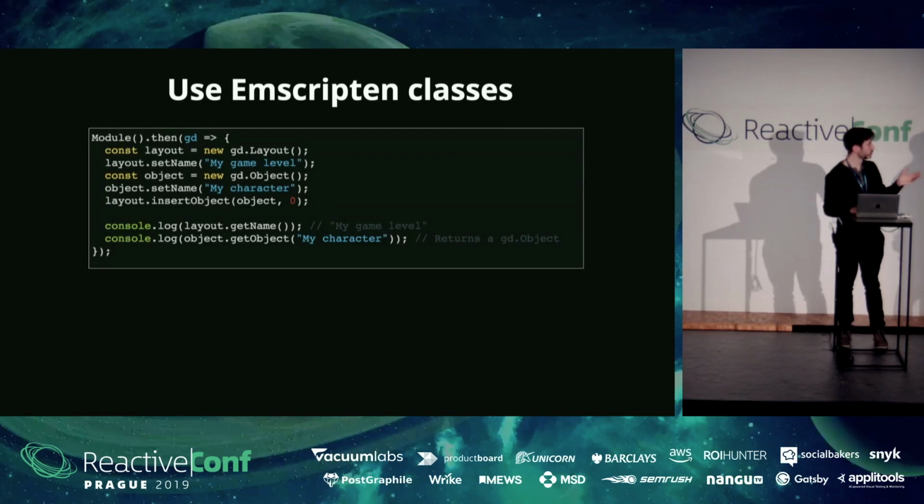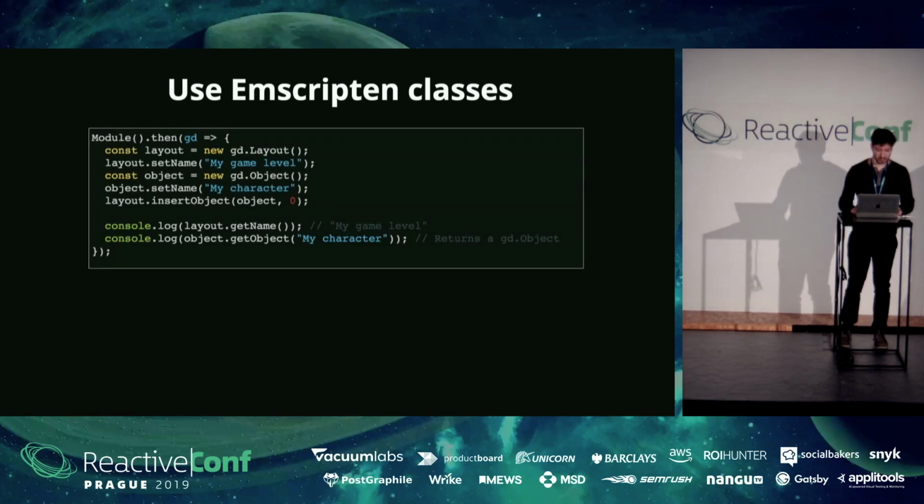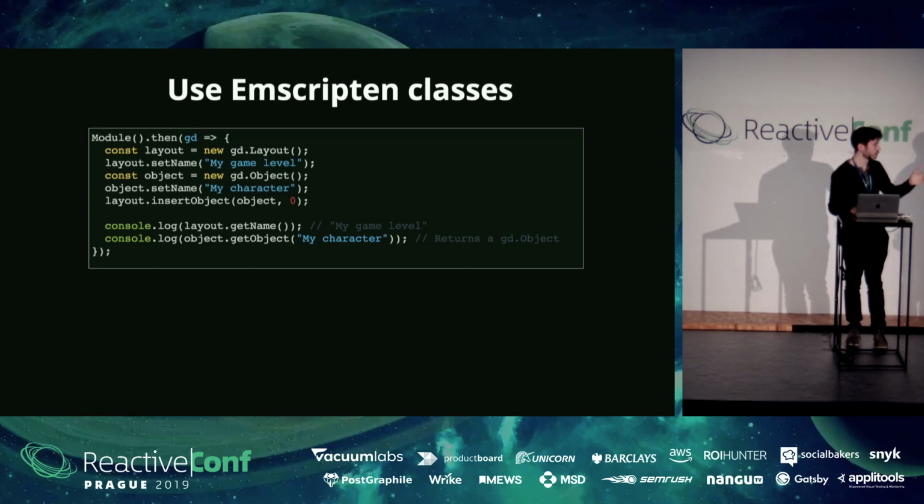You have a module that you instantiate, getting the object in a promise, and then you can create a new object, here, layout, call a function on it, like setName, same with other objects, and you can even console log the result of a method returning a string, and that's working well.